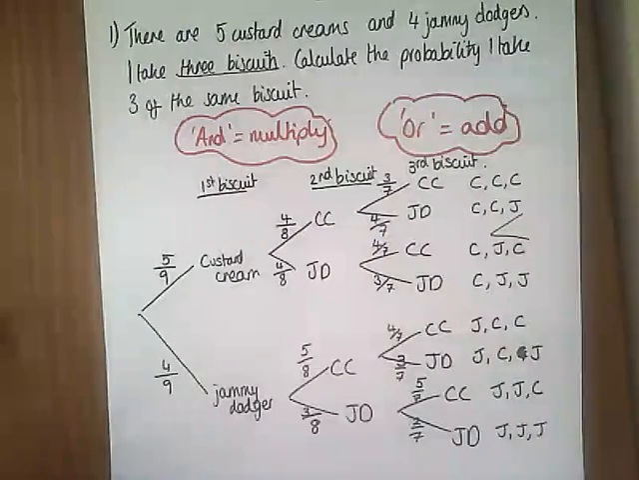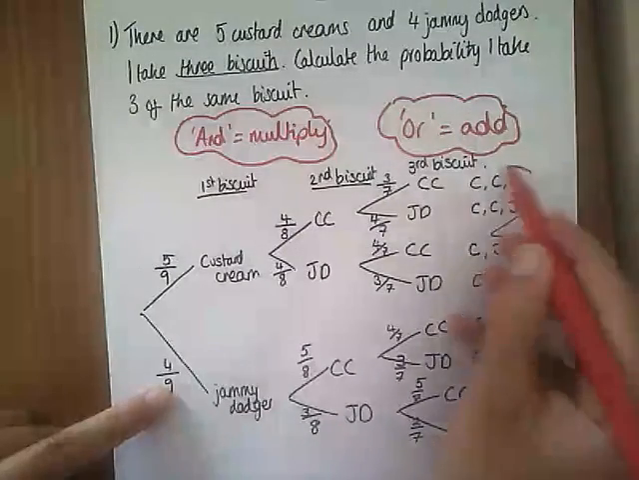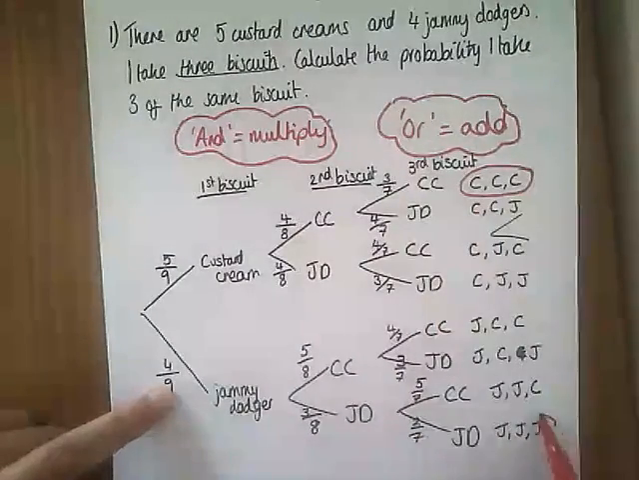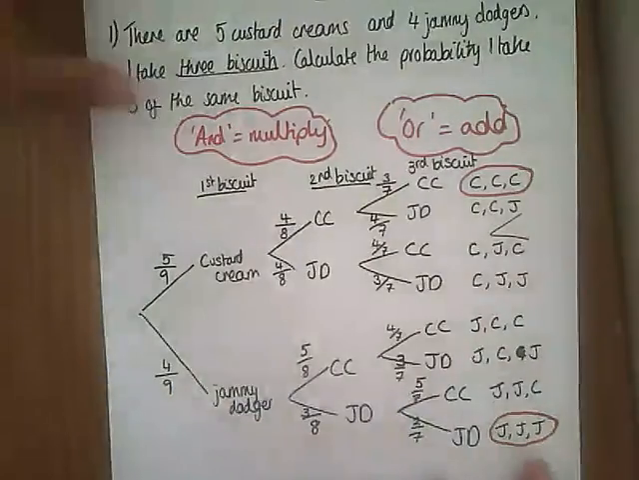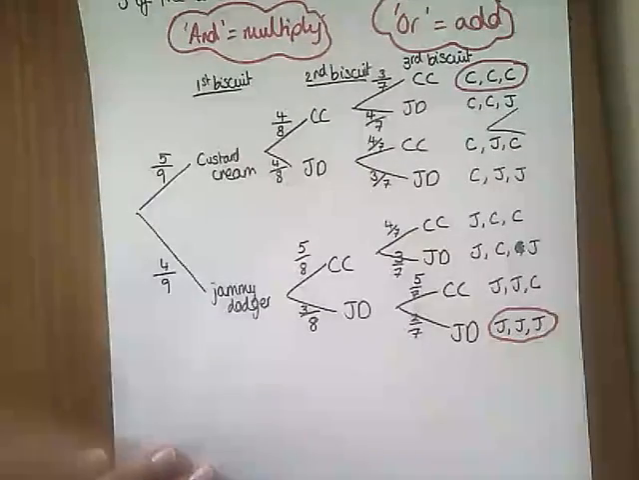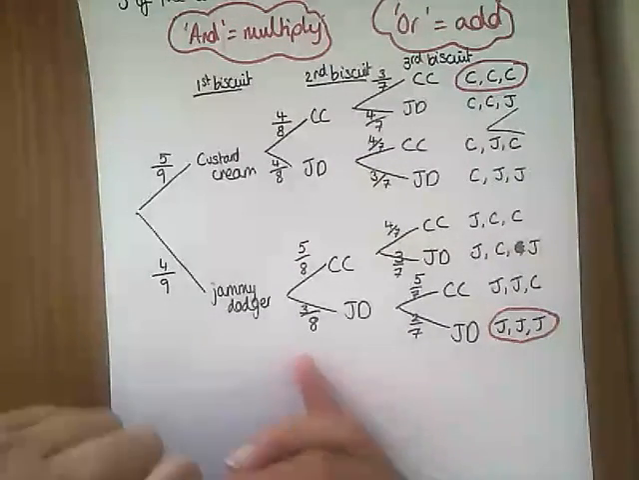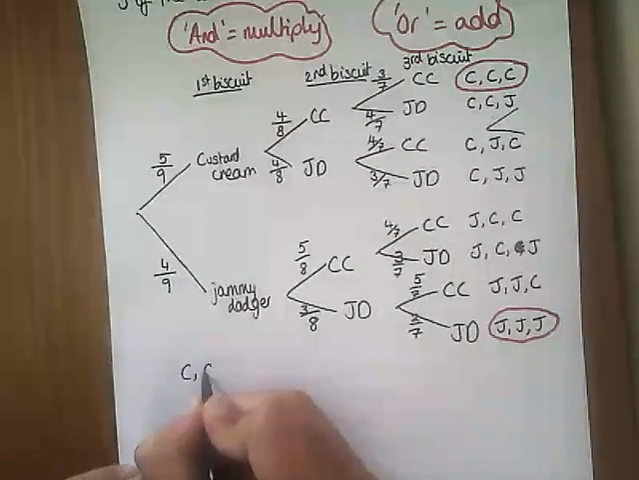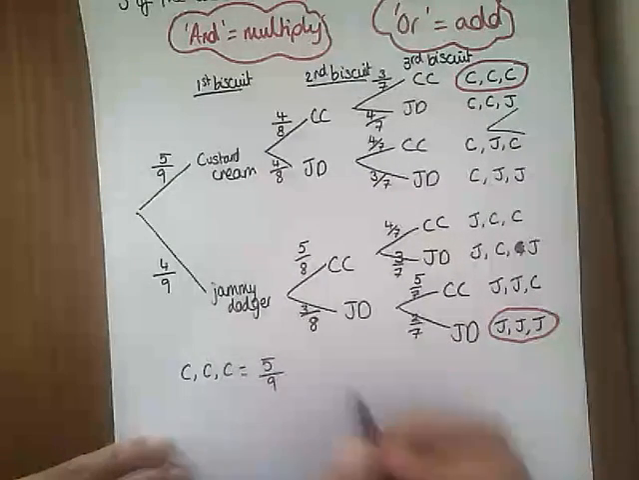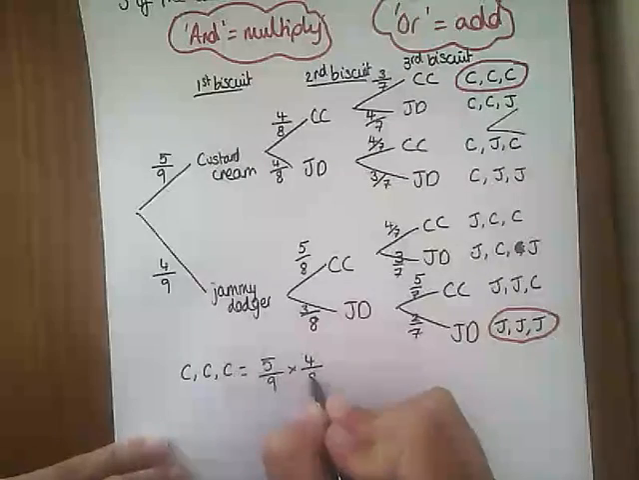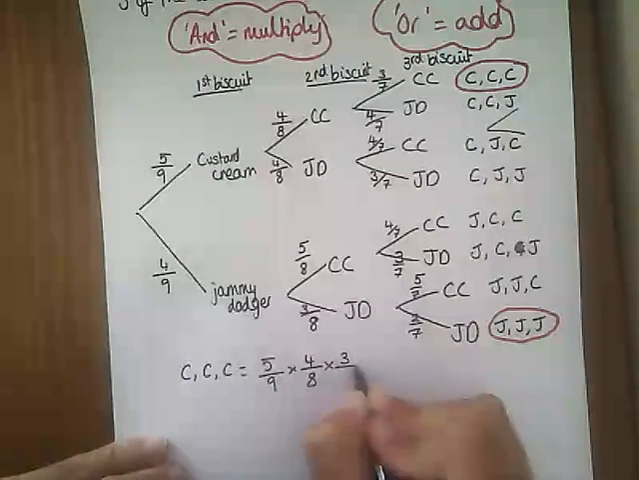Okay, let's think about what question I want to do then. So it says find the probability I take 3 of the same biscuit. So that is either taking 3 custard creams or 3 jammy Dodgers. Okay, so to work out the probability I take 3 custard creams, that is saying I do a custard cream and a custard cream and a custard cream. So when we say and, we're going to times. So I've got 5 9ths times 4 8ths times 3 7ths.